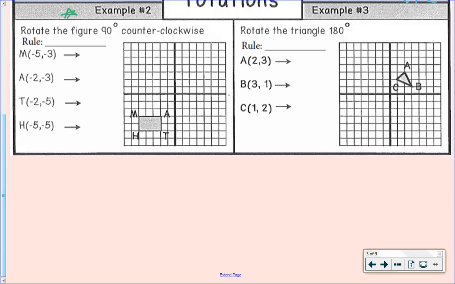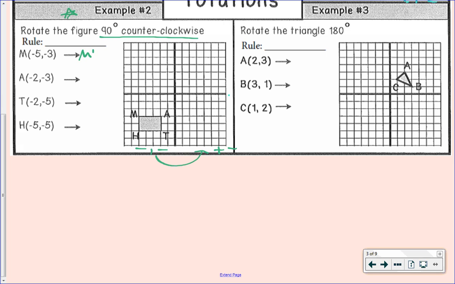All right. I want to extend the page so we don't see our rules. I saw some people folded their page, so that was a good idea. It says, rotate the figure 90 degrees counterclockwise. So I see my figure, rectangle math here, is negative, negative, and all my original points are also negative, negative. Counterclockwise is opposite of a clock, so I'm going to go backwards. And now I'm in the positive, negative.